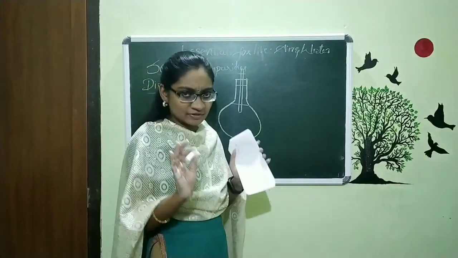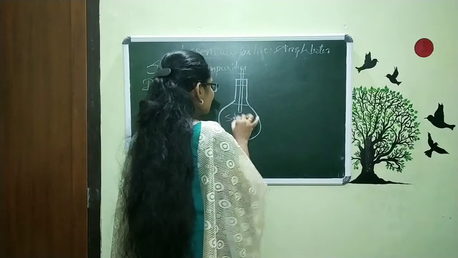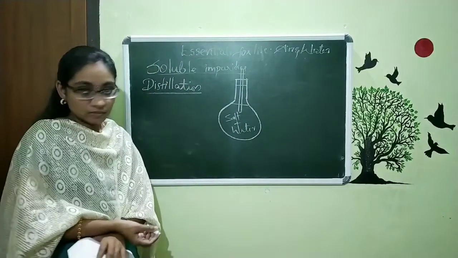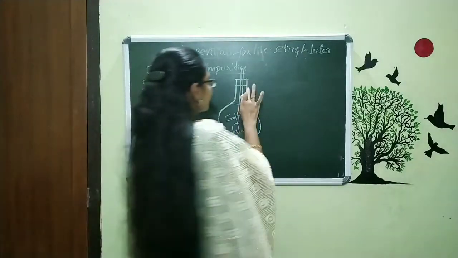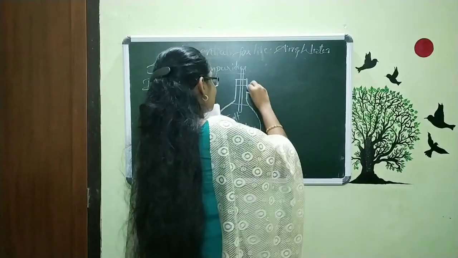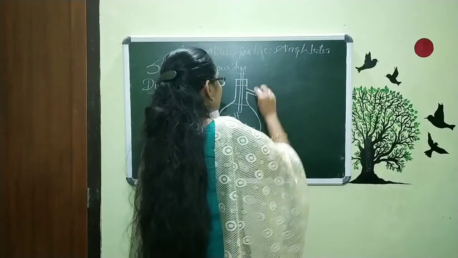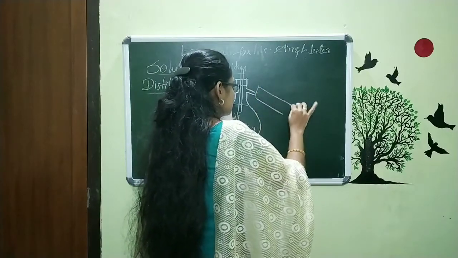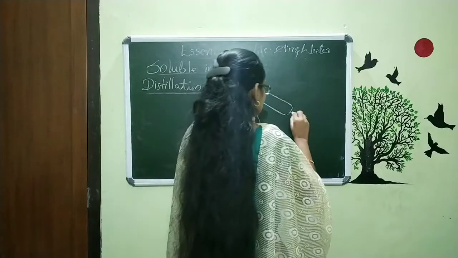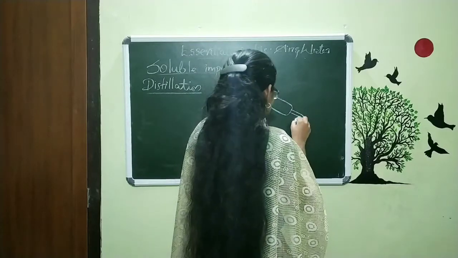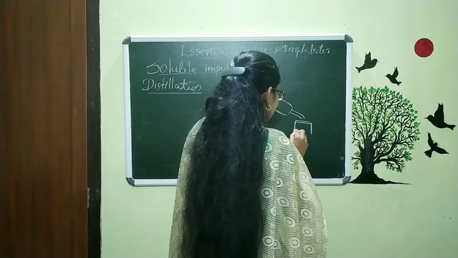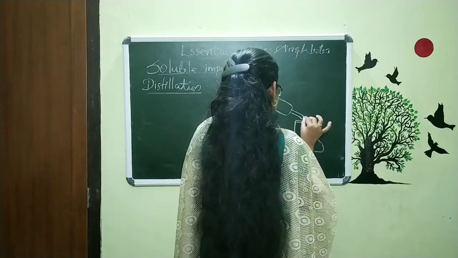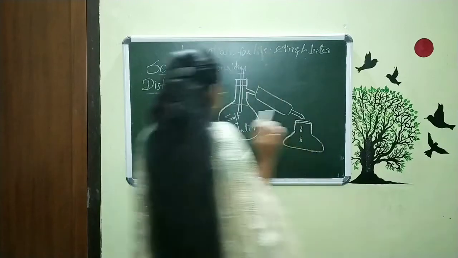This is only one example. You will study in detail in your higher classes. We are just taking salt plus water. So this is the first setup. Then you can see one attachment here, and another setup is this. And here we are placing another beaker or conical flask. So the process is this.